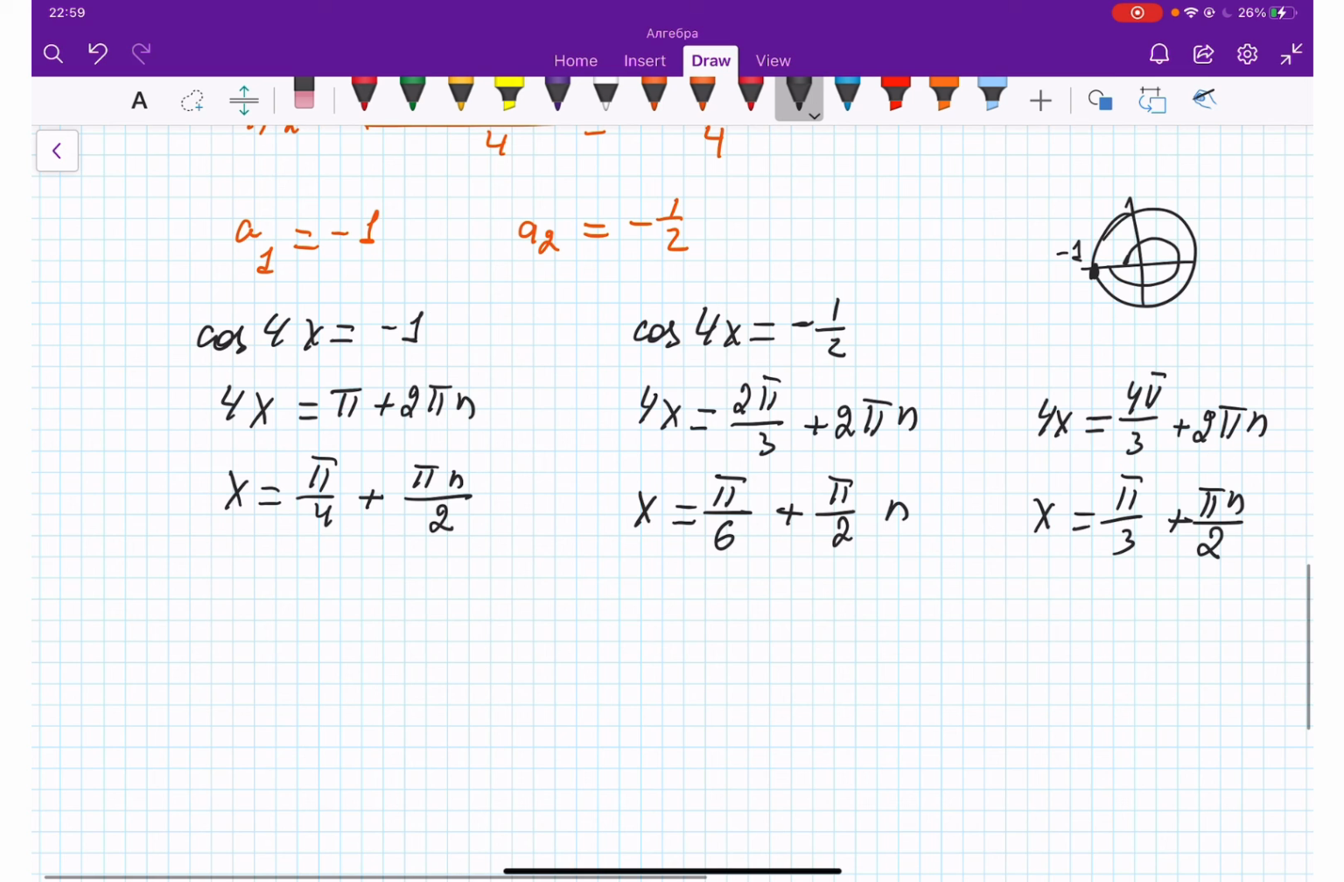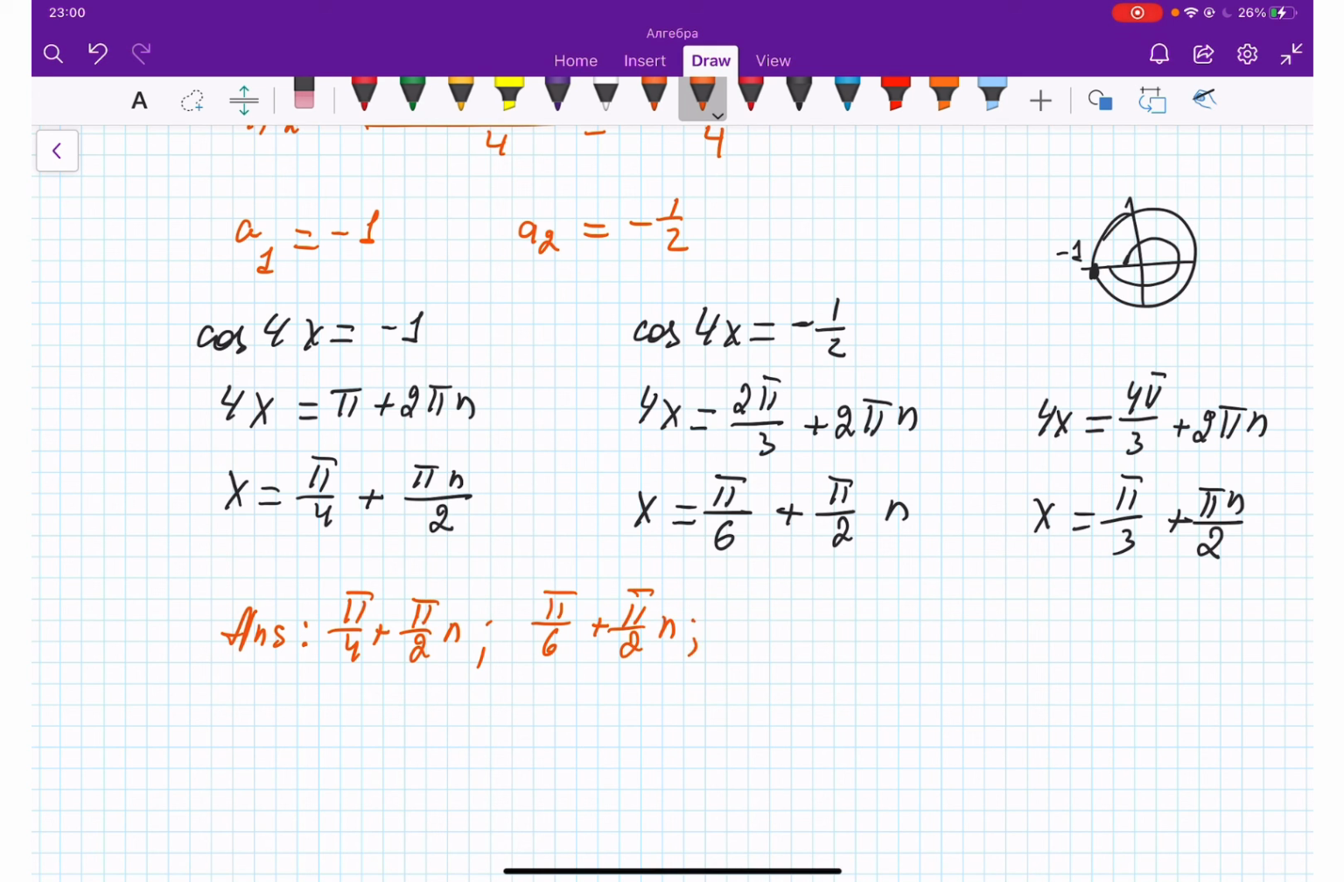So our answer from here is pi over 4 plus pi over 2 n, pi over 6 plus pi over 2 n, and pi over 3 plus pi over 2 n.